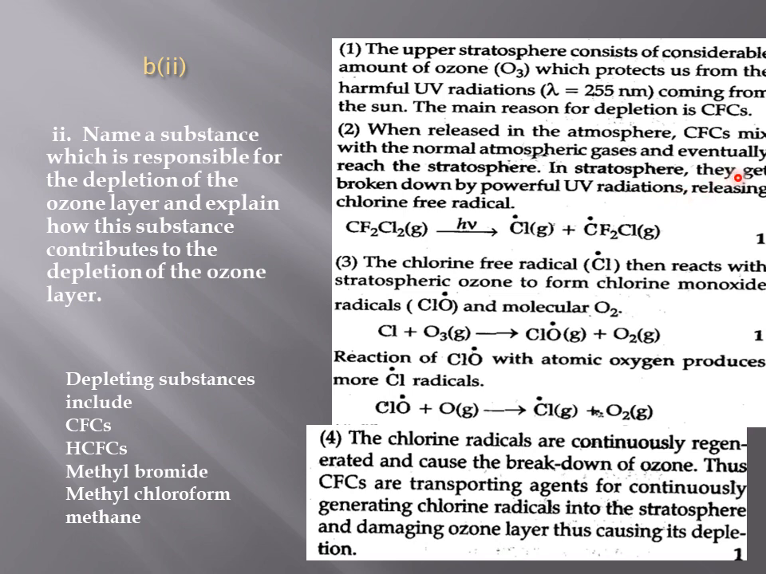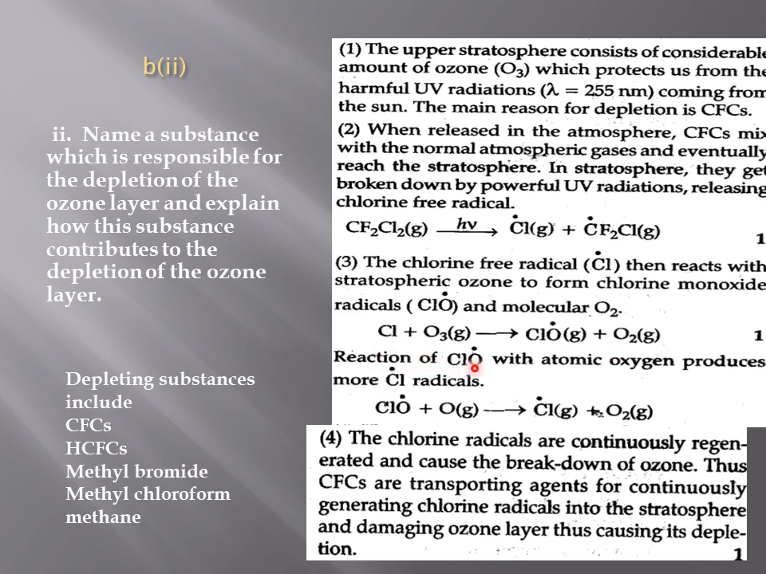In the stratosphere, they get broken down by powerful UV radiation, releasing chlorine-free radicals. This is the reaction with ultraviolet radiation producing this chlorine radical. Now, what happens? The chlorine-free radical then attacks the stratospheric ozone to form chlorine monoxide radicals and molecules of oxygen. So the chlorine radical attacks the ozone and produces chlorine monoxide and oxygen.